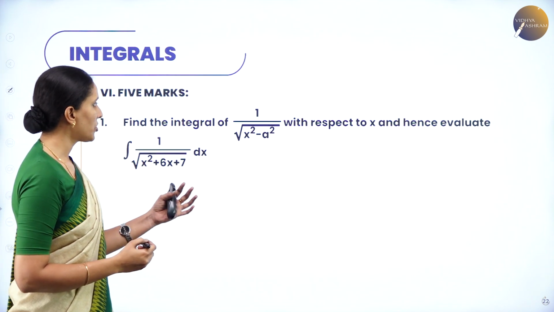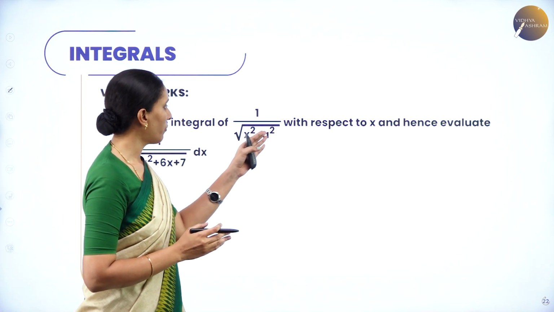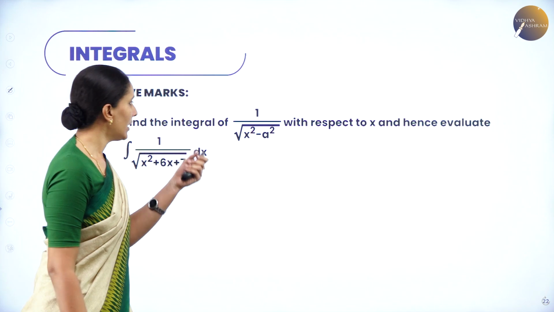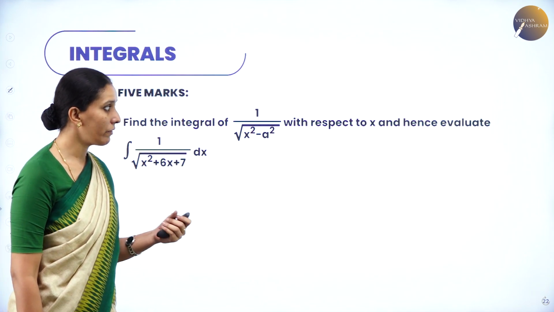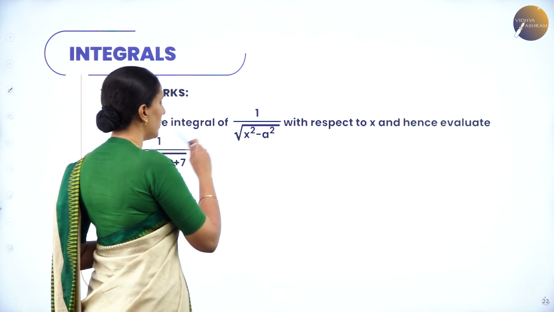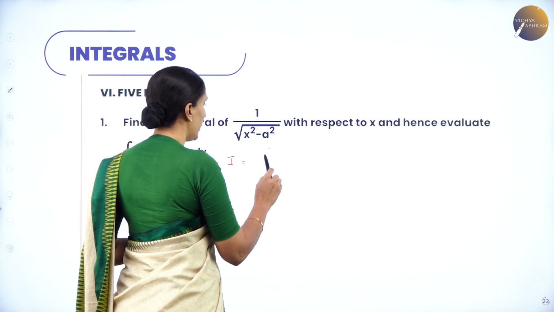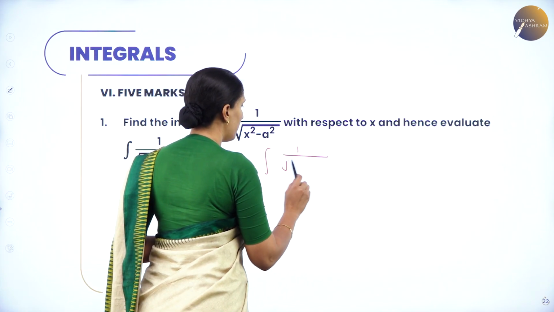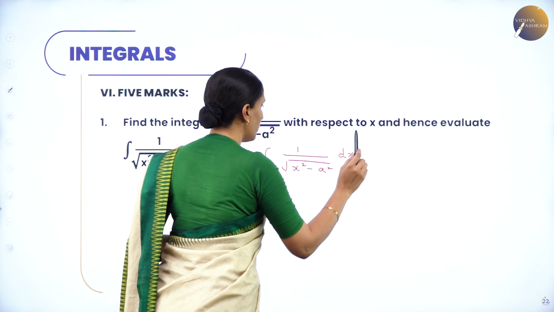So the next question is basically on the standard integral of the type 1 by root of x square minus a square. So here I have taken the proof of 1 divided by root of x square minus a square with respect to x. So let me consider this integral, I is equal to integral 1 divided by root of x square minus a square dx.